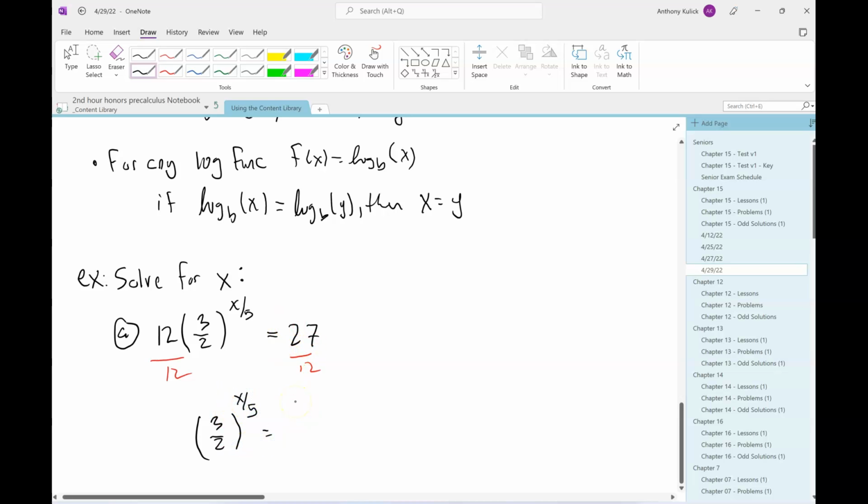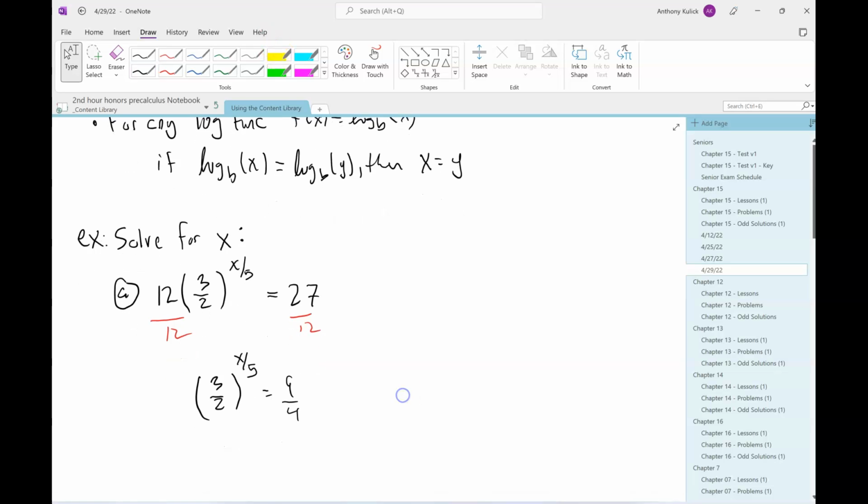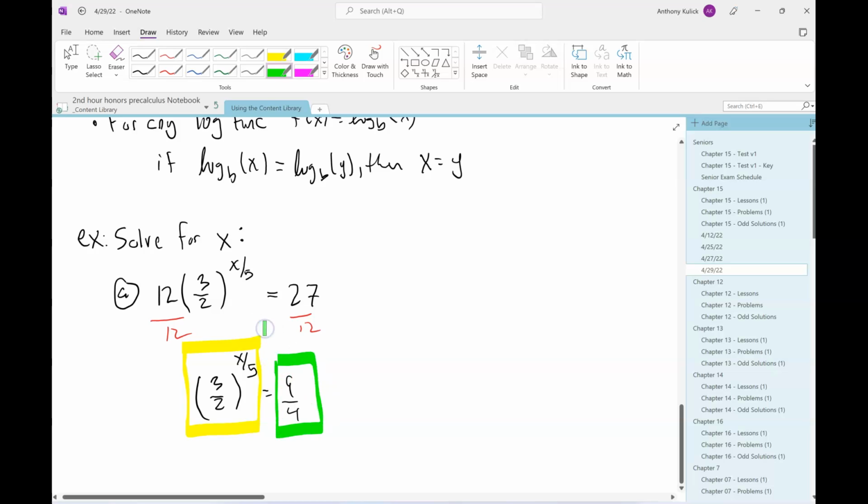And 27 divided by 12 is 9 over 4. So right now we have a b to the x. Everybody agree with that? That's like some base with an exponent on it. Everybody agree? I want to now find a way to rewrite 9 over 4 as 3 over 2 to some power.